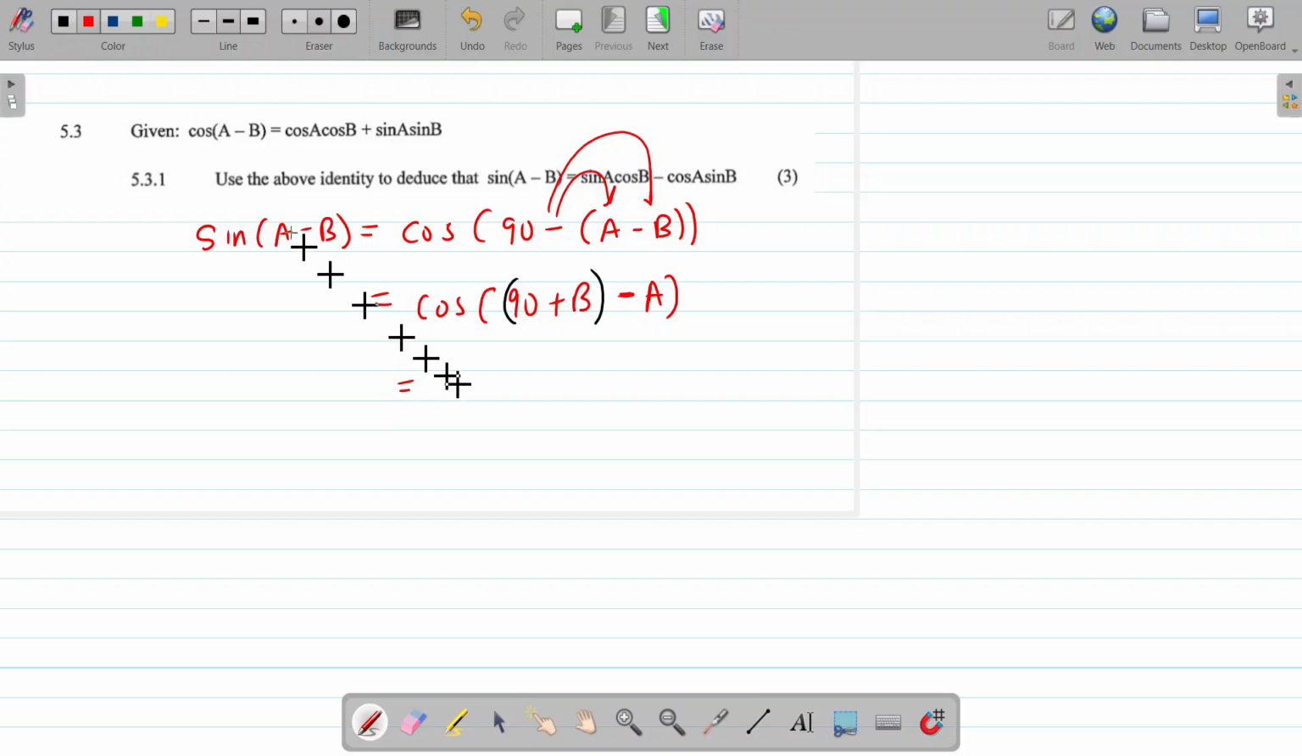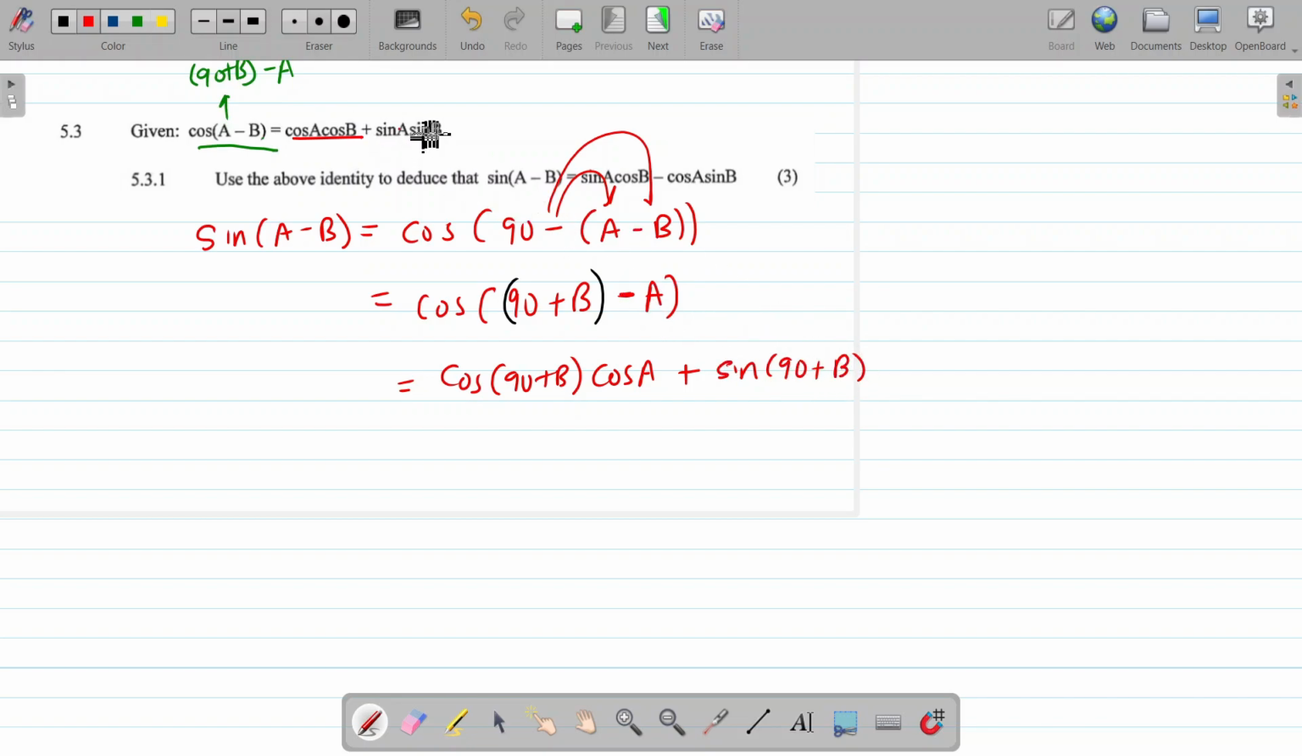So when I go back to the identity over here, I have cos of A, but instead of my A, it's the 90 plus B. And then I have minus B, but instead of the minus B, it's actually minus A. So this 90 plus B acts as a single angle, implying that it's going to be cos of 90 plus B cos of A. Then I have a plus, and it becomes sine. Instead of A, I'm going to say 90 plus B, and then sine of, instead of the B, it's going to be the A.